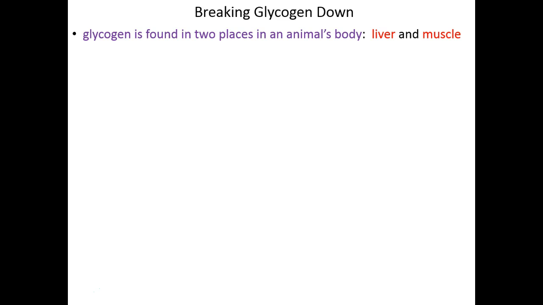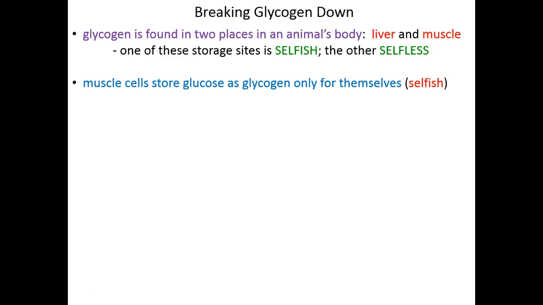Well, actually, we have two places where we can even put this molecule, and they differ on who they are storing glucose for. So we can store glucose as glycogen in the liver as well as in muscle cells. One of these is a selfish form and stores glucose only for itself, and the other is a selfless storage form and stores glucose on behalf of the rest of the body. It's the muscle cells that are selfish. Muscle cells store glucose as glycogen for themselves and themselves alone.